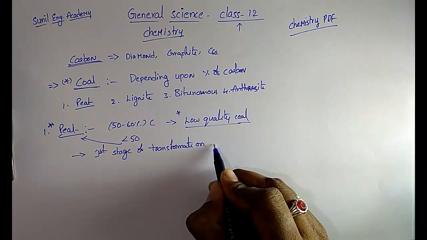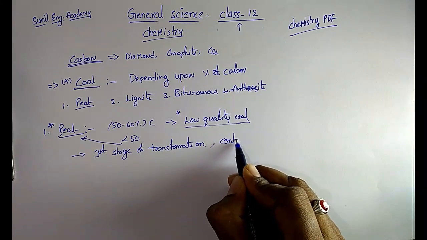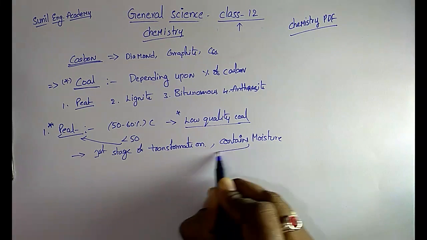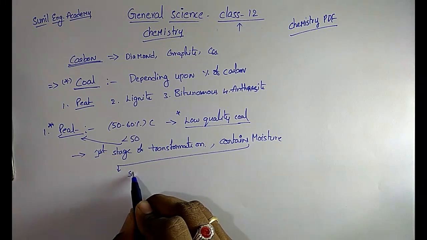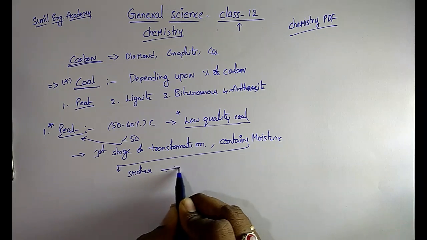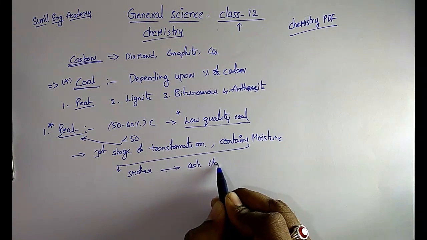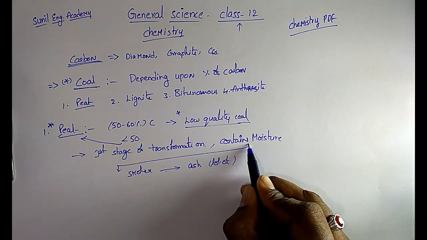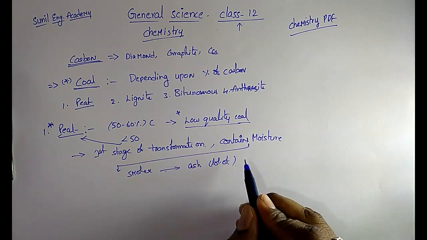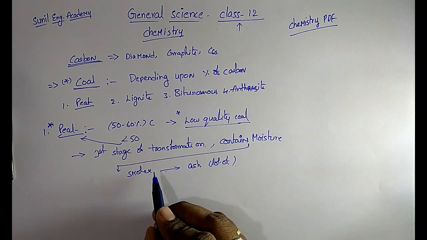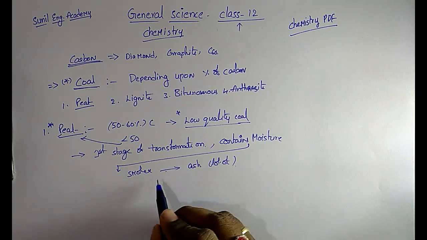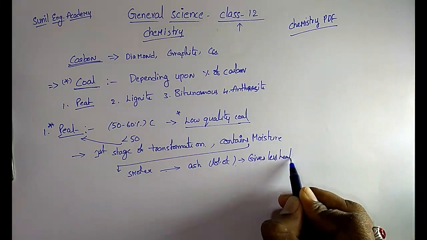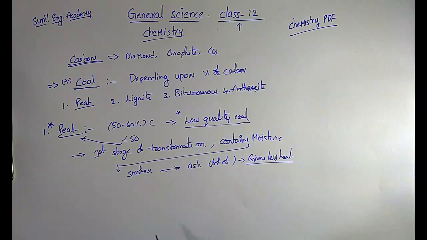And it contains moisture, friends. Due to this moisture it will give smoke and also provide a lot of ash, and gives less heat, friends. This is about peat.